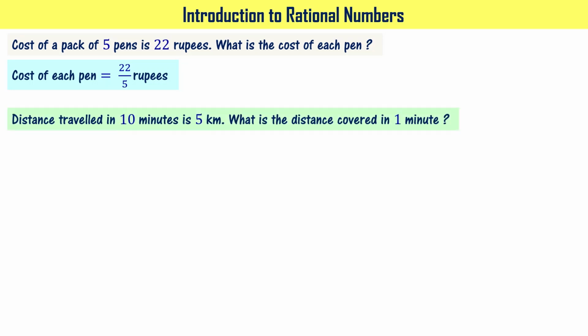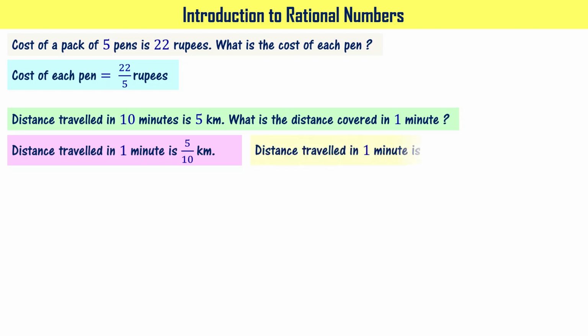Let's say that distance traveled in 10 minutes is 5 kilometers. What is the distance covered in 1 minute? So the distance covered in 1 minute is going to be 5 divided by 10 kilometers, right? This can also be written as distance traveled in 1 minute is half kilometer.